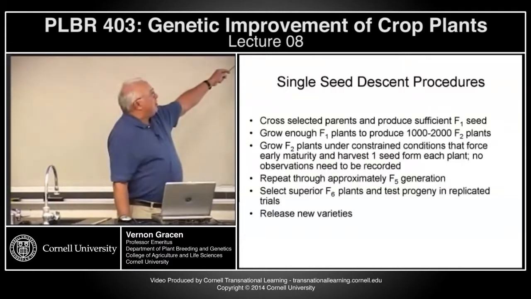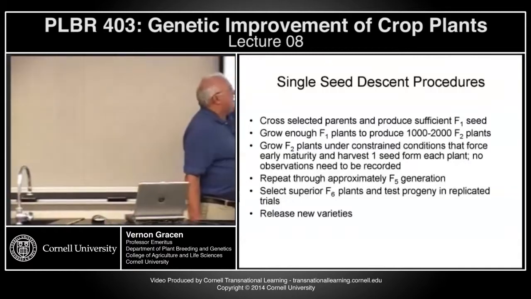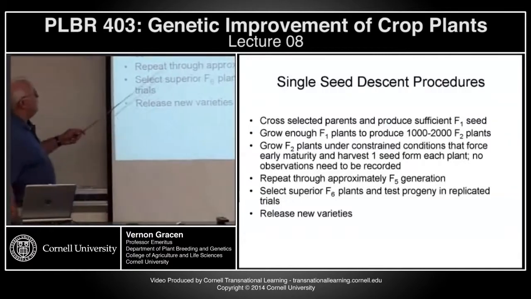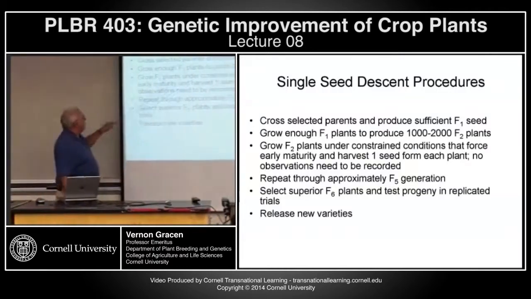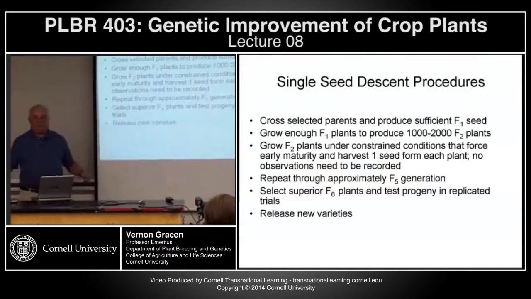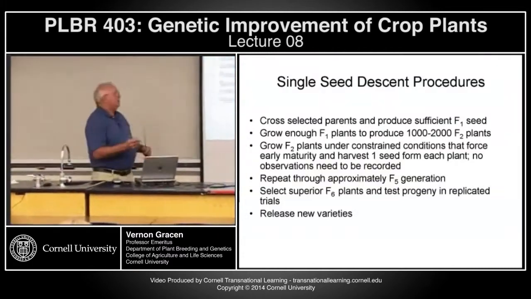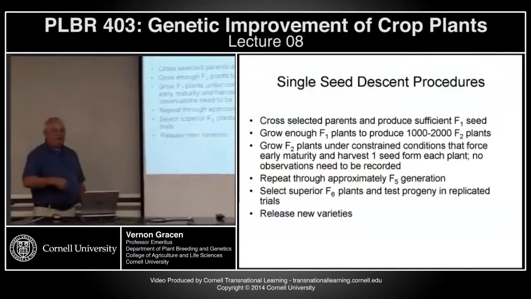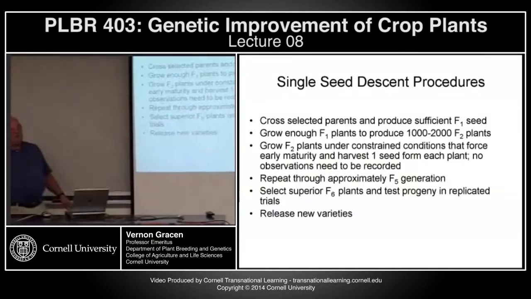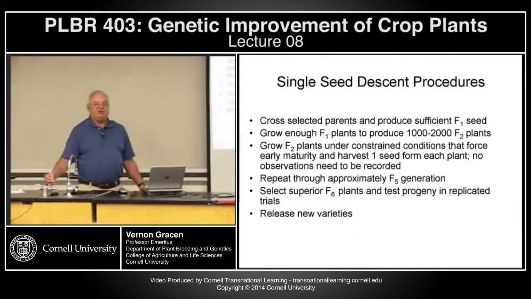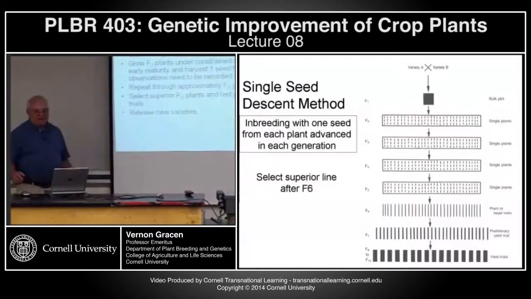So what you do, you cross selected parents, produce F1 seed. You grow enough F1 plants to get 1,000 to 2,000 F2 plants. Then you grow your F2 plants under conditions that force early maturity. You grow them under conditions so they'll flower as fast as possible. Select one seed from each plant. Repeat through 5 generations. Get to homozygous F6 individual families and start doing your selection and release new varieties.